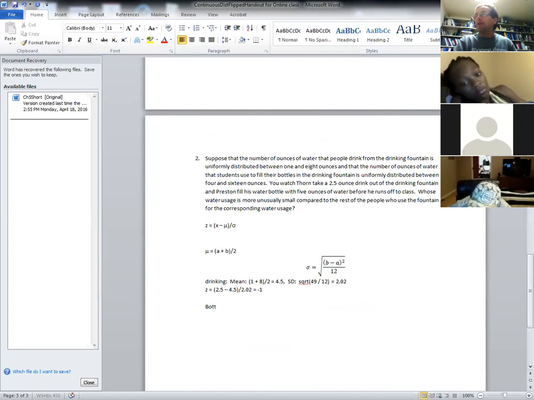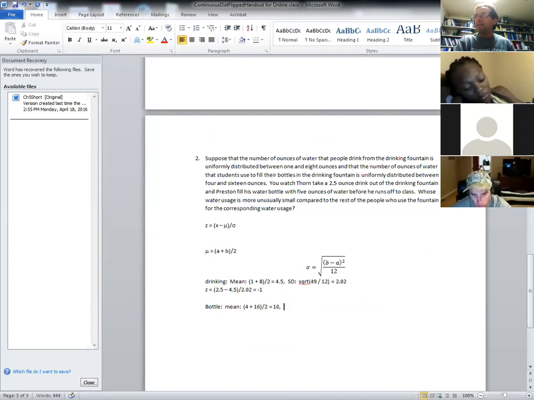Now for the bottle, the mean is going to be, for the bottle, we said it was uniform between 4 and 16. So it's 4 plus 16 divided by 2. That's 10.